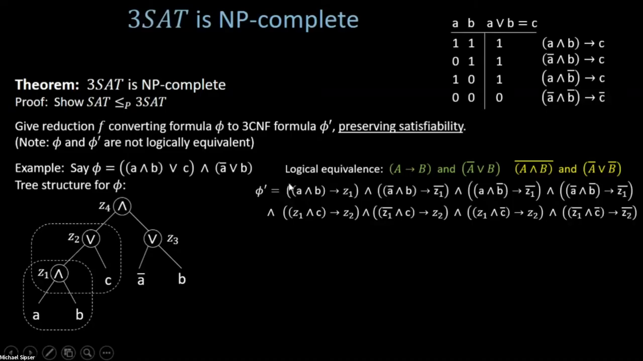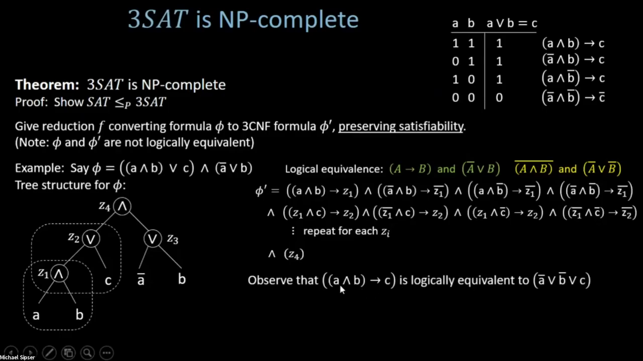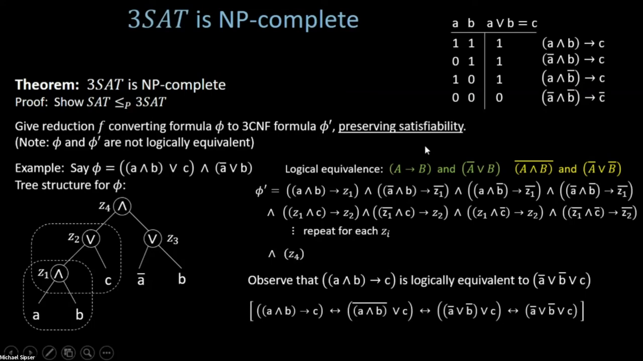And each one of these things is going to get converted into clauses with 3 literals using these rules over here. So I'm going to do that for each Zi. And lastly, to make sure the whole thing is satisfied, which means there's an output of 1 here, I'm going to have a 1 clause associated, which says that Z4, the output, is a 1. Now I can convert all of those. When I have A and B implies C, that's logically equivalent to not A or not B or C. And the way you can see that is by application of these rules here.